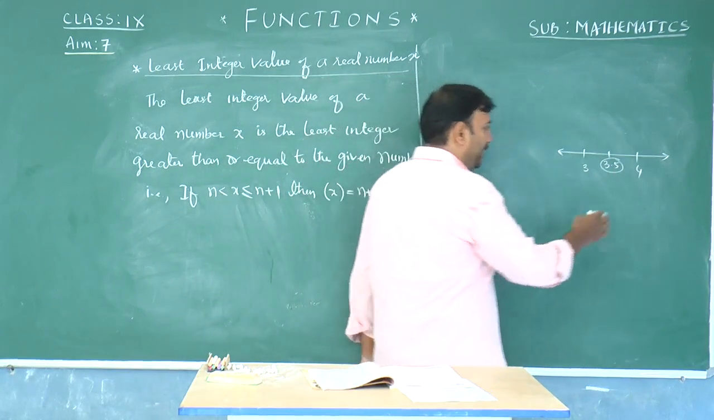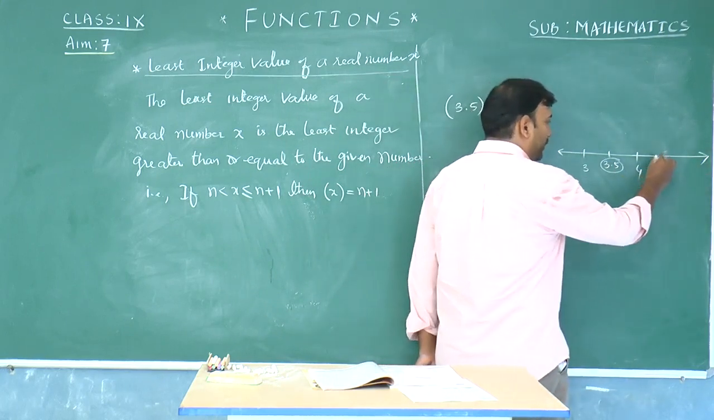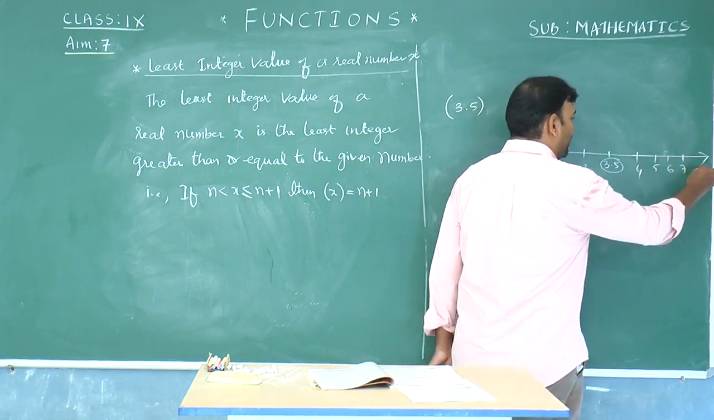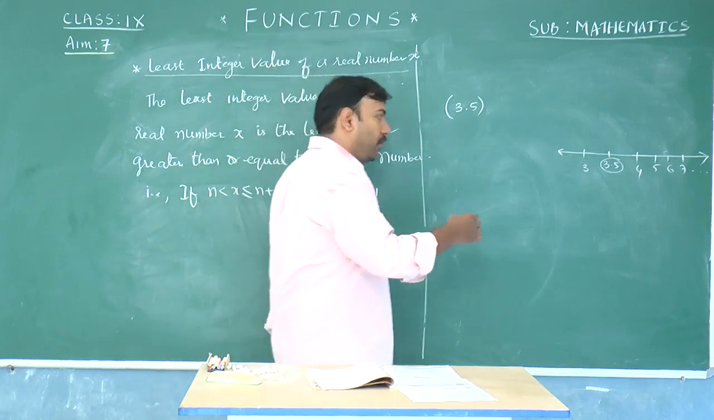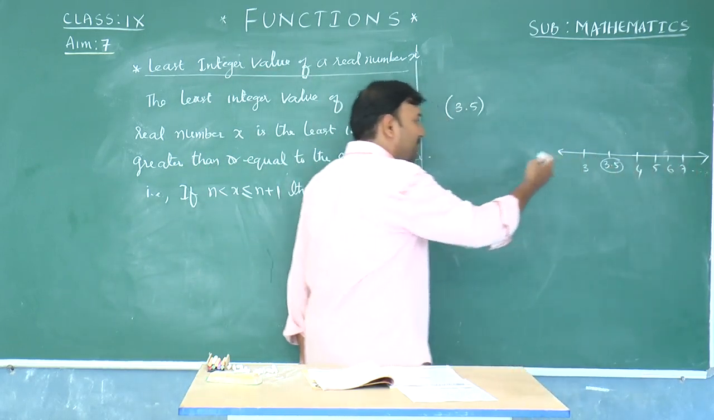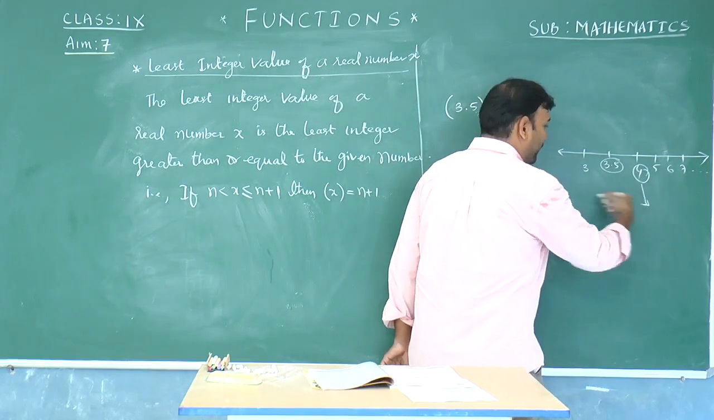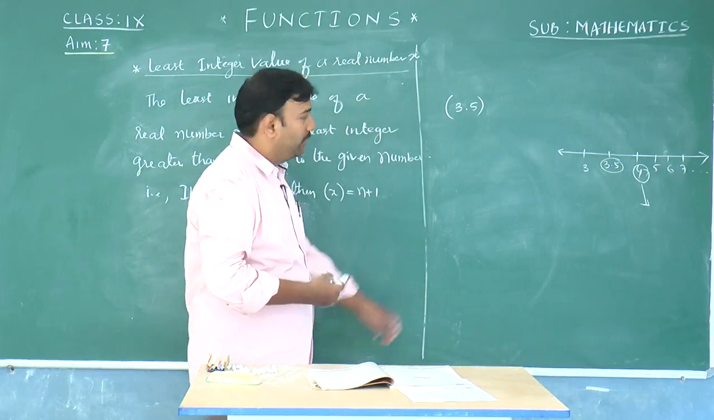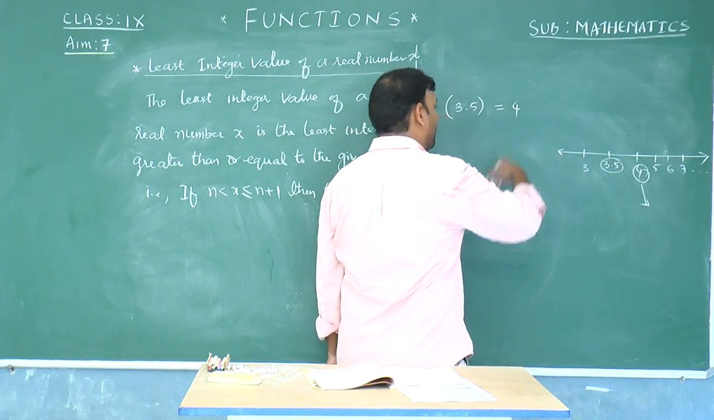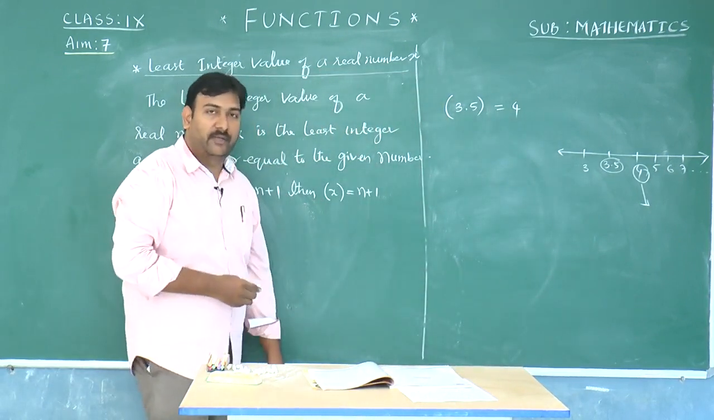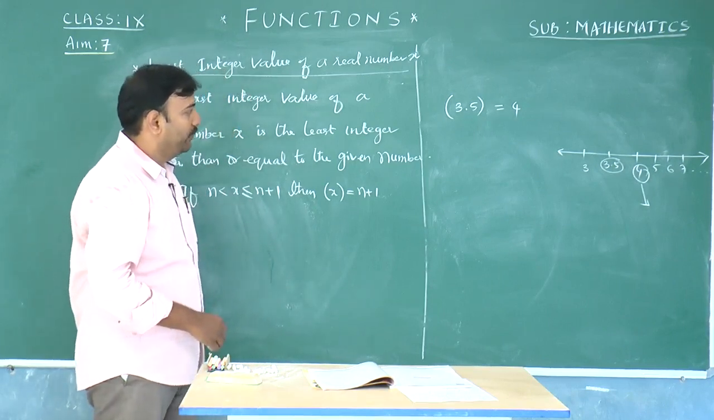How many integers will you have greater than the given number? Greater than the given number, you will have many integers, 5, 6, 7 and so on. Among all those integers, what is the least integer greater than 3.5? The least integer greater than 3.5 is 4. So the least integral value of 3.5 is equal to 4.